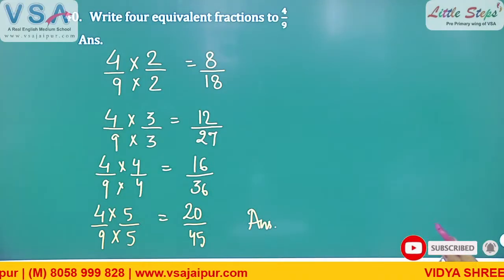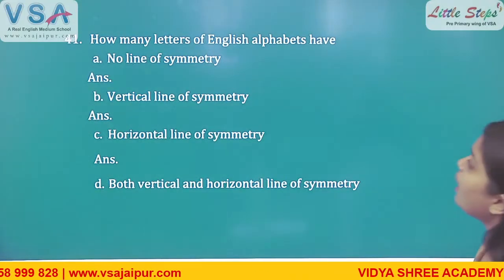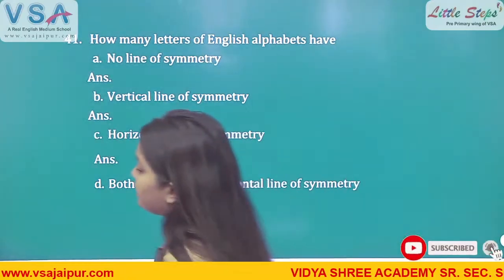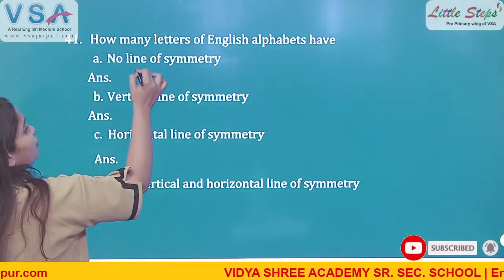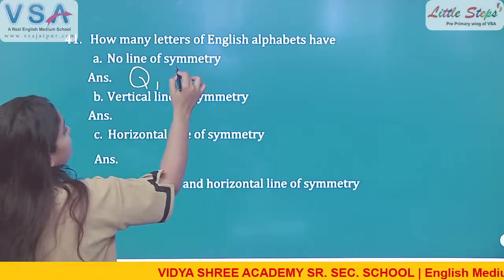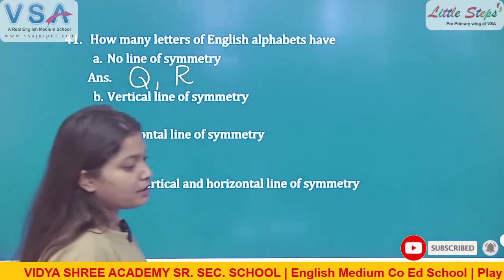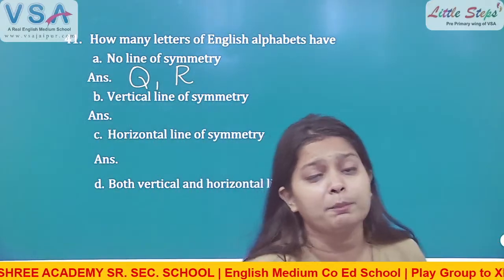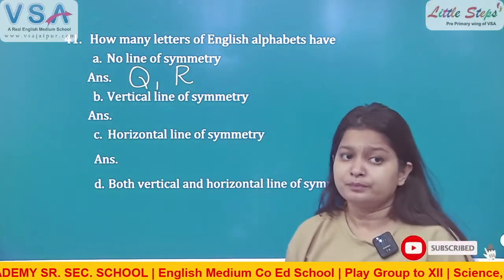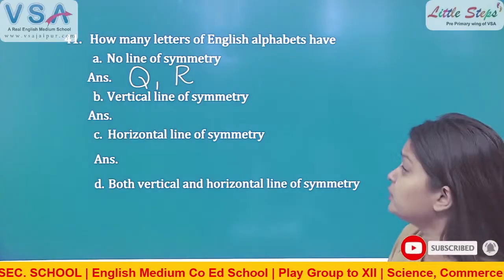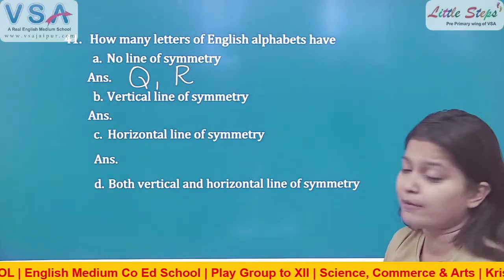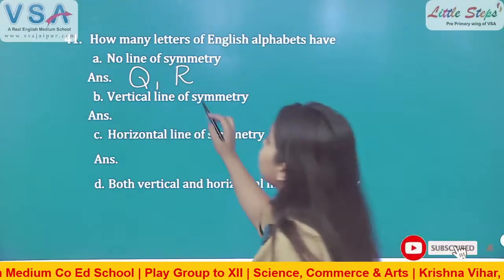Yes, Agrima, your answer is correct. Common letters of English alphabet have no line of symmetry. You all know no line of symmetry in Q and R. Q and R are not the only ones, P as well as F also there, G also there are the alphabets that don't even have the line of symmetry.